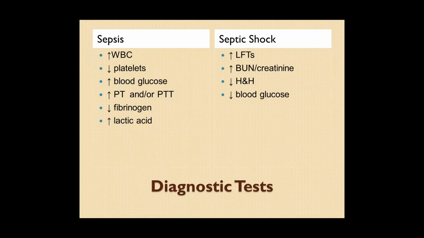Patients who are septic will develop an elevated white blood cell count. They may have thrombocytopenia and hyperglycemia. The coagulation panel may be skewed as evidenced by a prolonged PT and/or PTT. They may have a decrease in fibrinogen, but will have an increase of lactic acid. Patients who go on to progress to septic shock will have evidence of liver and renal failure and/or damage. They may become anemic and may become hypoglycemic.